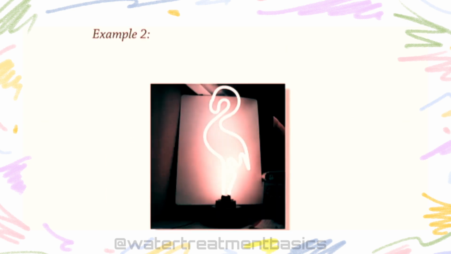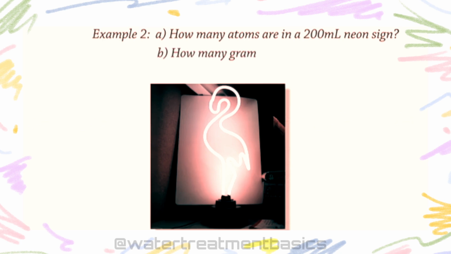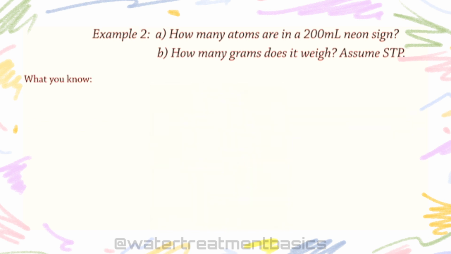A neon sign holds 200 milliliters of neon gas. How many atoms of neon is that? And how many grams does the neon weigh? Assume STP. Start with what we know, 200 milliliters of neon. Leave a big gap for conversion factors, and end with what we want, atoms of neon.